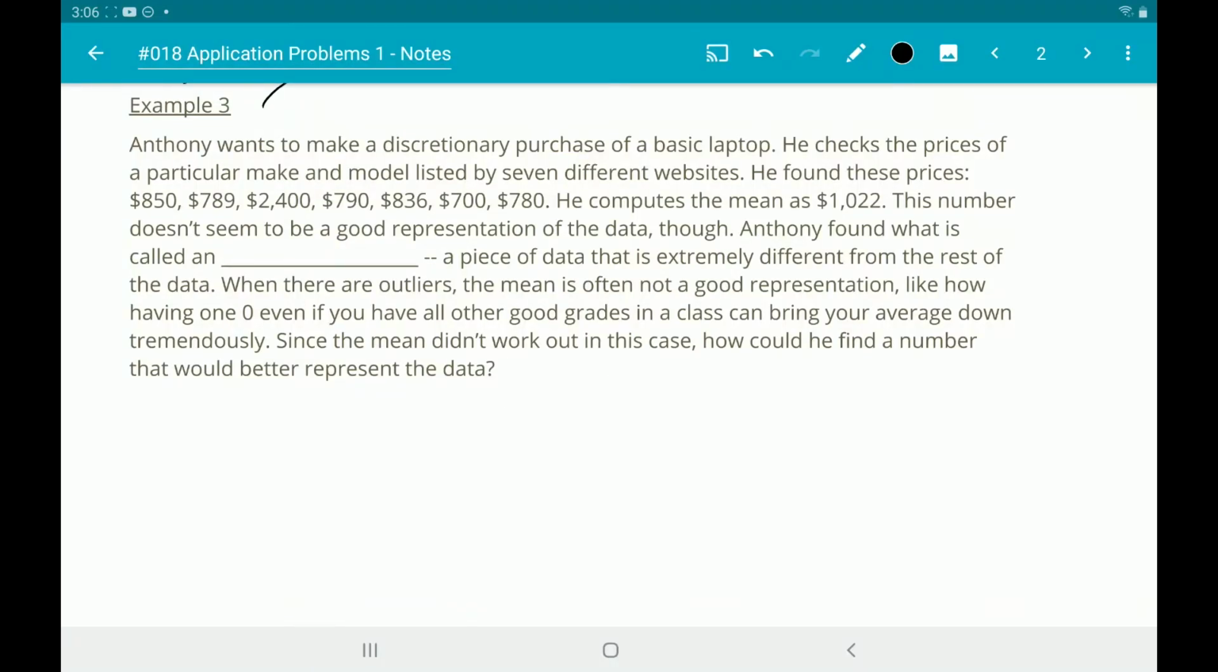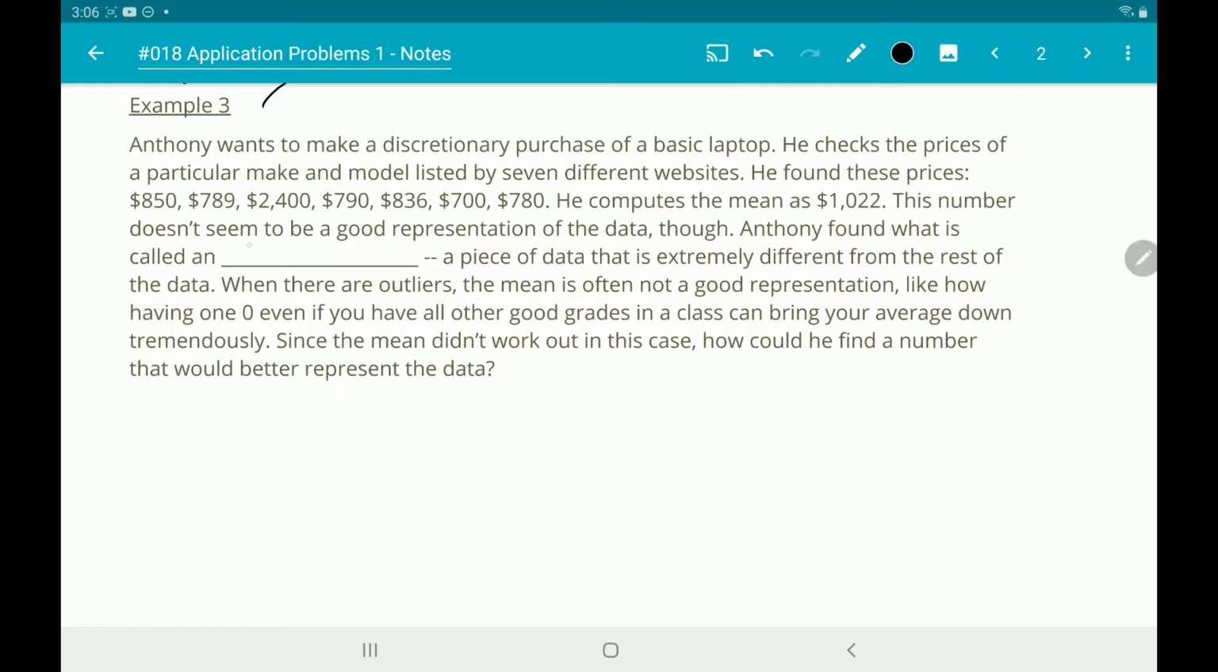Let's look at example 3. Anthony wants to make a discretionary purchase of a basic laptop. He checks the prices of a particular make and model listed by 7 different websites. He found these prices: $850, $789, $2,400, $790, $836, $700, and $780. He computes the mean as $1,022. This number doesn't seem to be a good representation of the data, though.